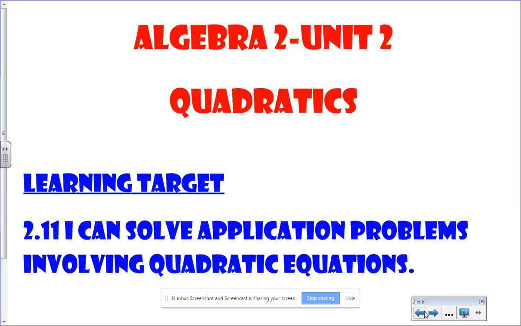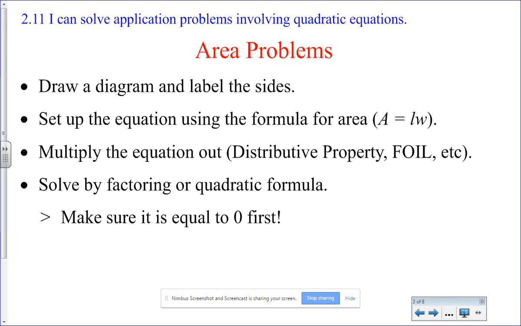Okay, we are going to talk about some more applications involving quadratic equations, and in this video we'll focus on area problems. When you're solving the area problems, there are a few steps that will help make this a lot easier. The first thing is to draw a diagram and label the sides.